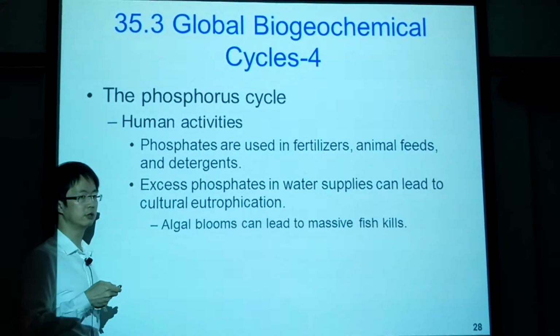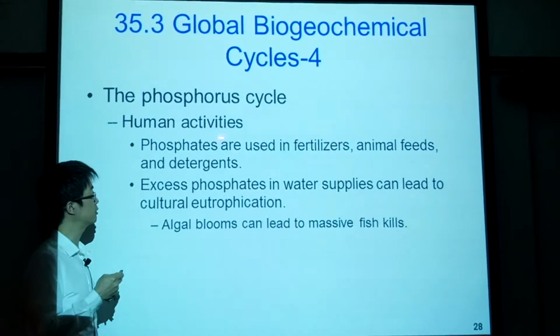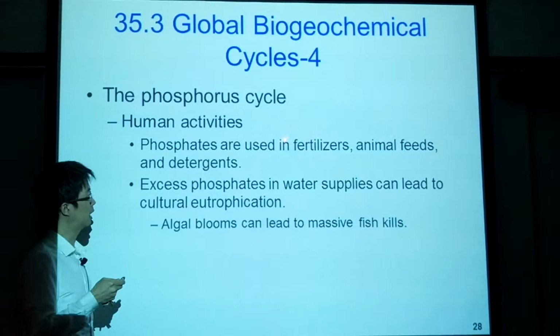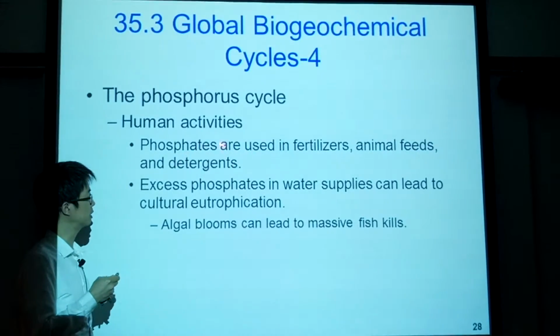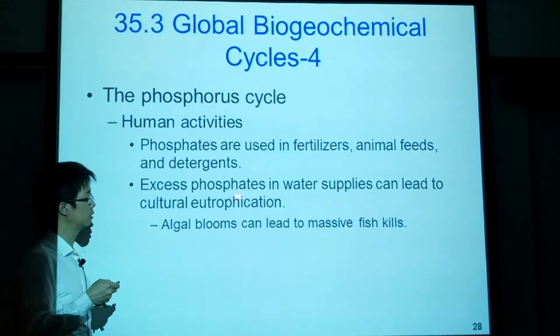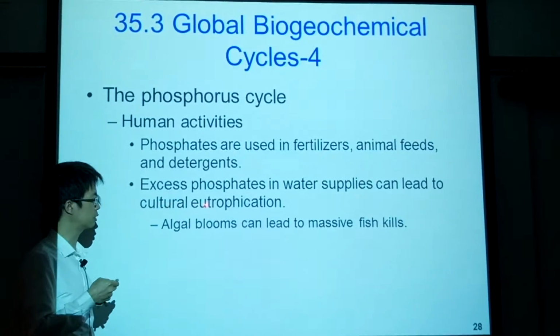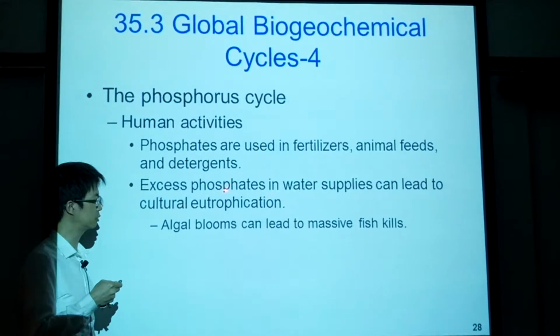The reason is that we manufacture fertilizer using phosphate. We also use it to feed animals, and also we use phosphate to make detergents. All this will cause excessive phosphate to run down into the water to cause something called cultural eutrophication.